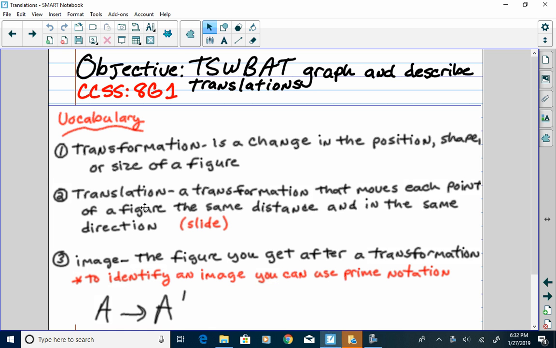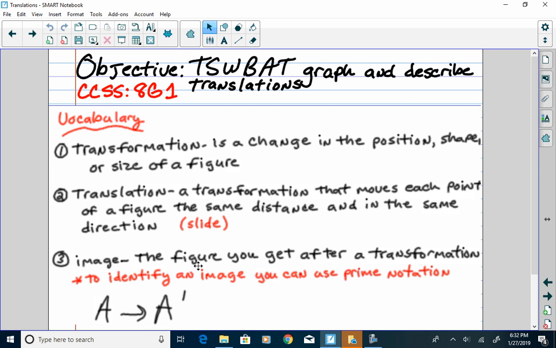We have translation. A translation first is a transformation. It's a transformation that moves each point of a figure the same distance and in the same direction, right? That is a sliding motion when we translate a figure. We usually translate a figure up, down, left, or right.